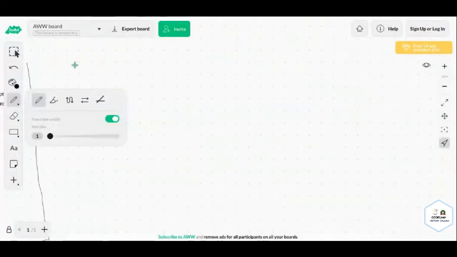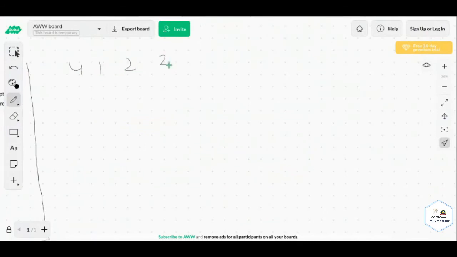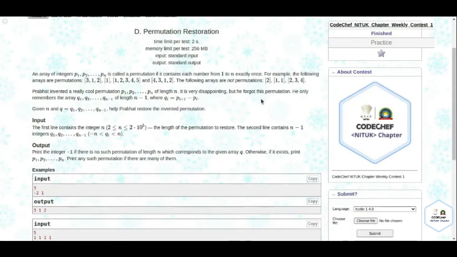Okay, let's do it. So let's say the initial permutation was 1, 4, 2, 3. So he remembers p[i+1] minus p[i]. That is, he remembers 1 minus 4, which is minus 3, 2 minus 4 which is... 2 minus 1 is 1, 3 minus 2, that is 1. So he remembers this array, not this. So what is our task? We are given the difference array, and we have to restore that permutation.